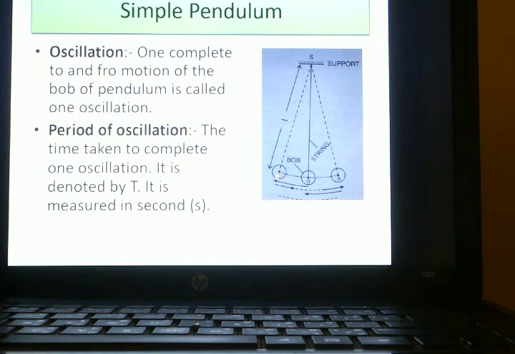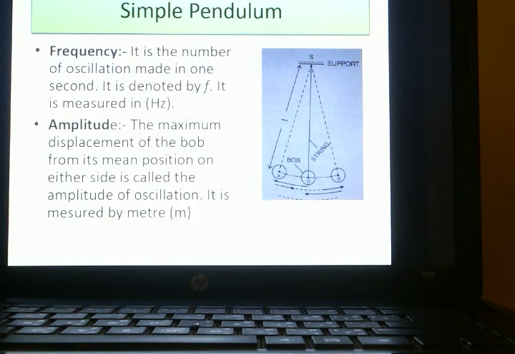Next one, period of oscillation. The time taken to complete one oscillation is the period of oscillation. It is denoted by capital T and it is measured in seconds. Next one, frequency of oscillation. Frequency of oscillation is the number of oscillations made in 1 second. It is denoted by f and it is measured in hertz, or it is also measured in seconds minus 1.